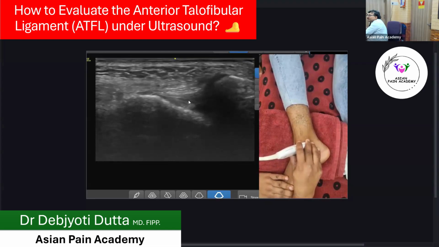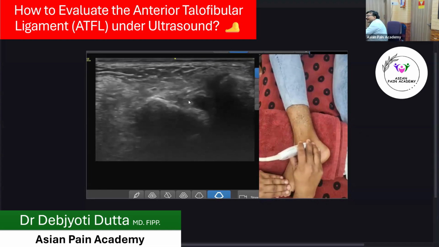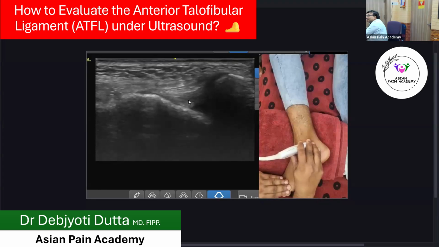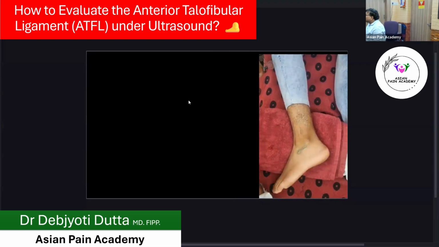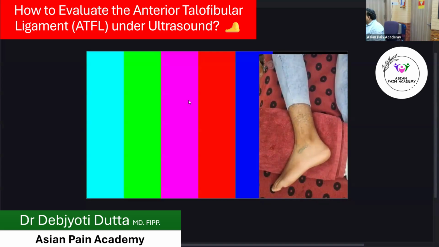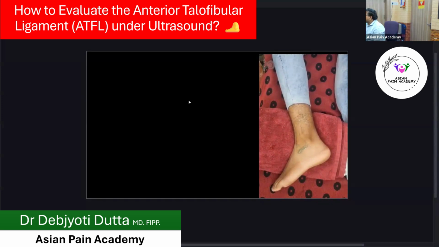Let me stretch it a little more. So this is the ATFL. Let me stop and let me draw it. A little bit of anisotropy towards the fibula is there, but here if you look, the whole part of the ligament is here, which is connecting.